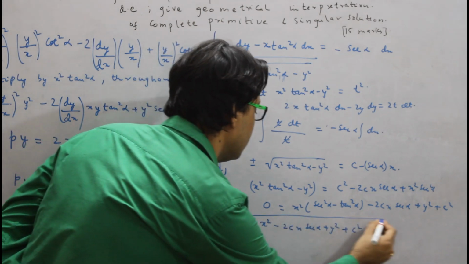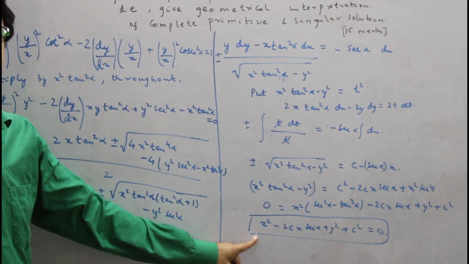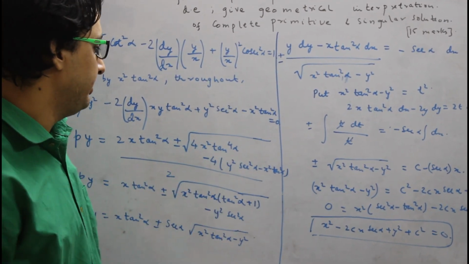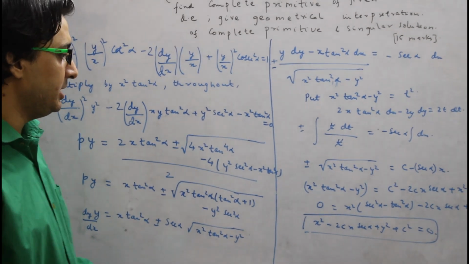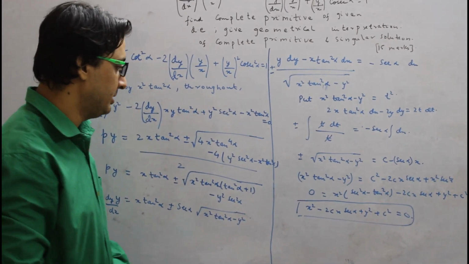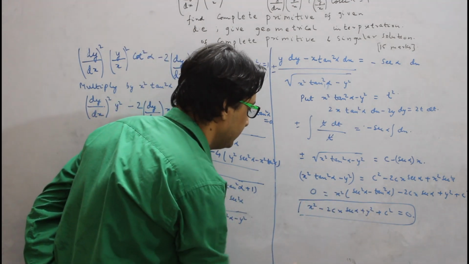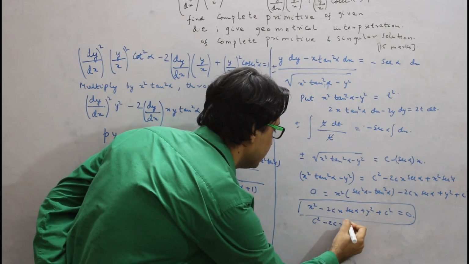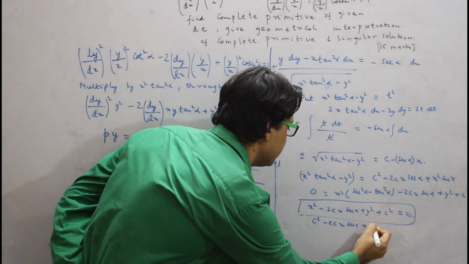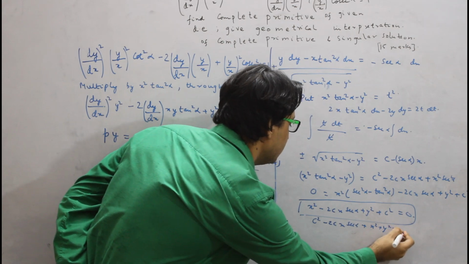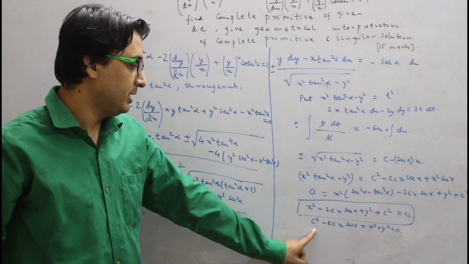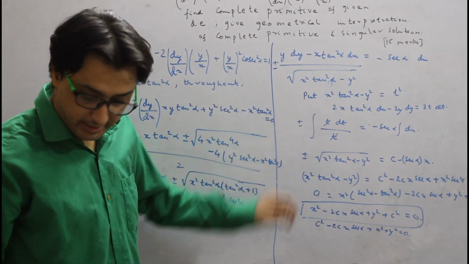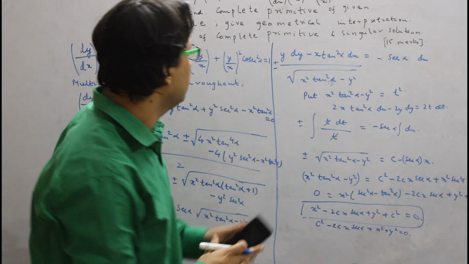Now we will find the p discriminant and c discriminant for both of these to find the singular solution. First I will proceed with finding the c discriminant. So here we can see c square minus 2cx sec alpha plus x square plus y square is equal to 0. So this is the equation. So we will find the c discriminant over here.